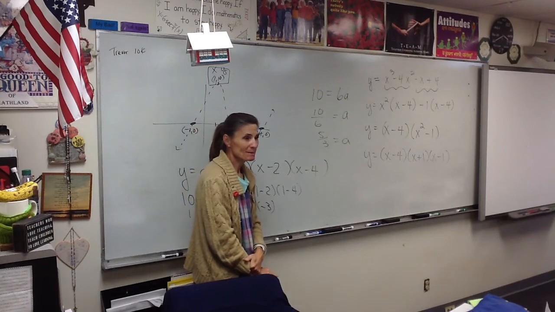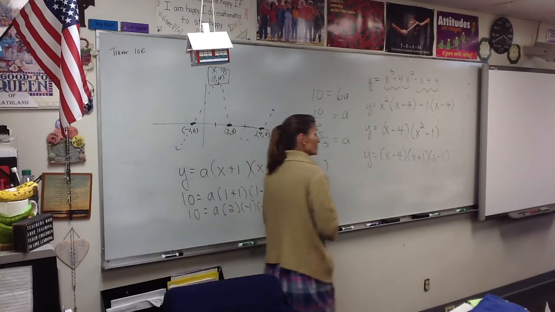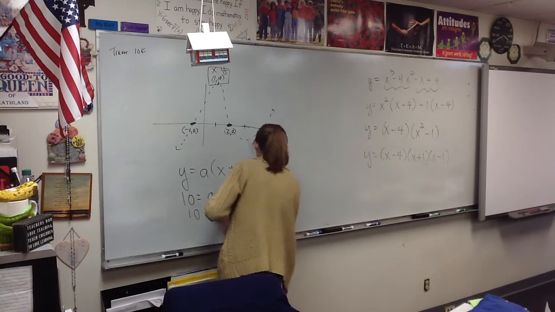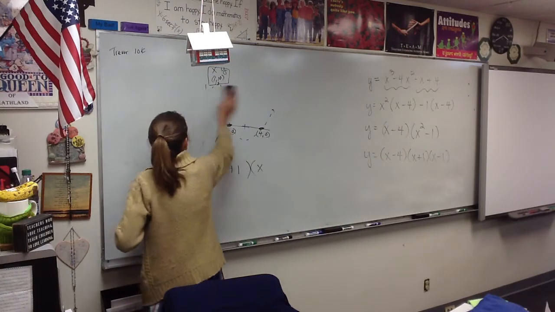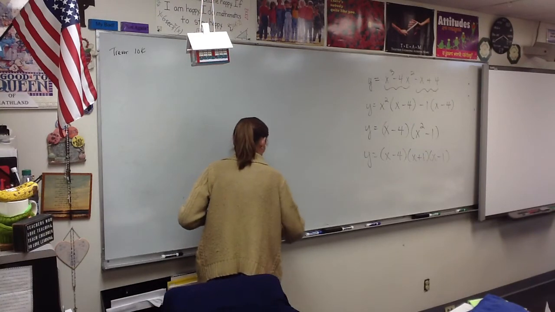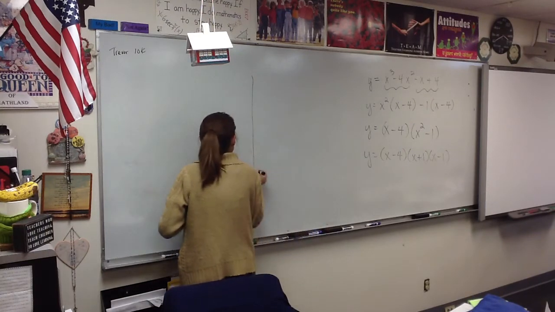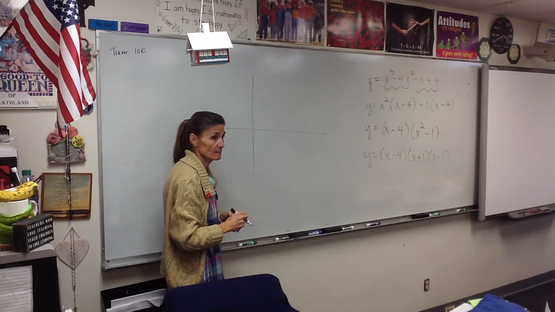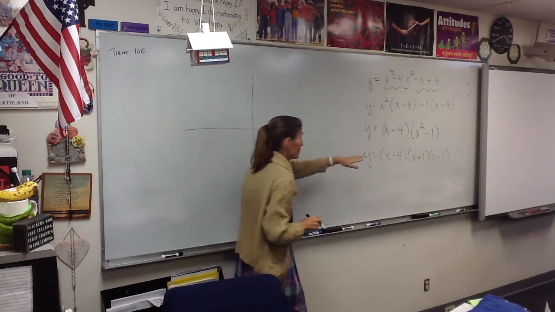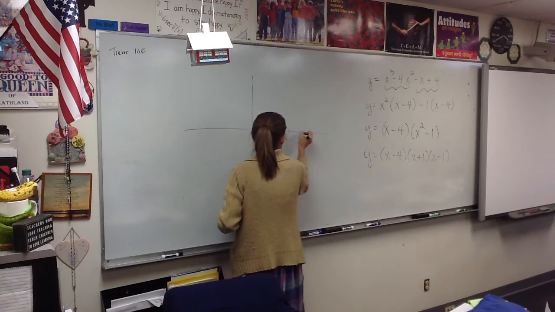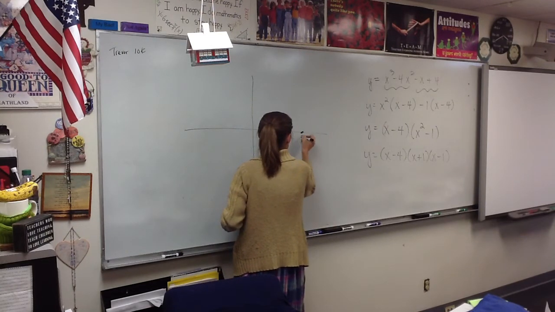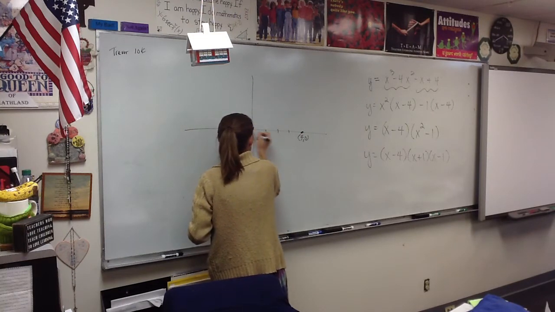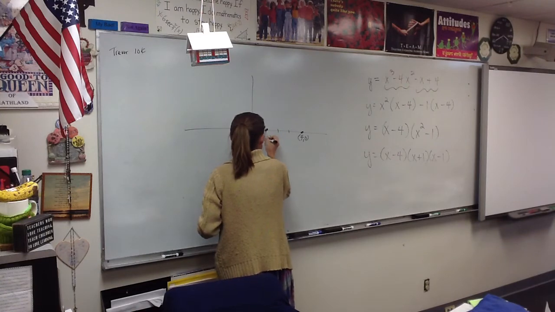And now it's time to sketch it. Okay, we did this yesterday. How do we even start sketching this guy? We plot points. And the points we plot are on the x-axis. So where will I put my points on the x-axis? There's one at 4. There's one at -1. And there's one at +1.